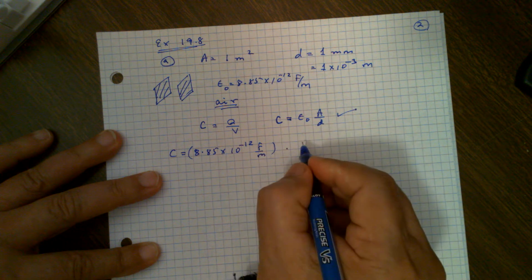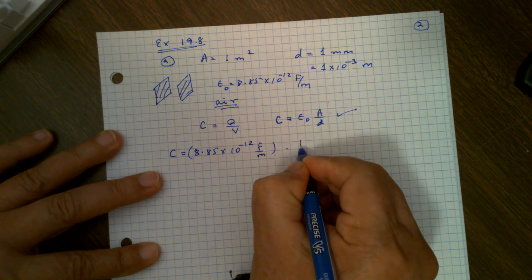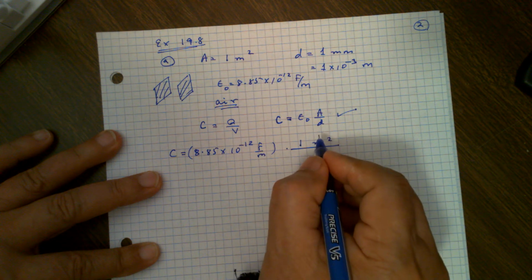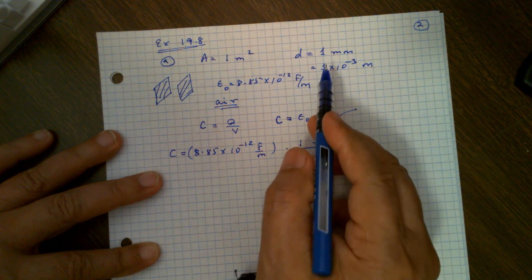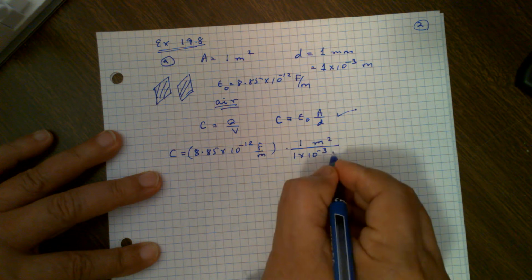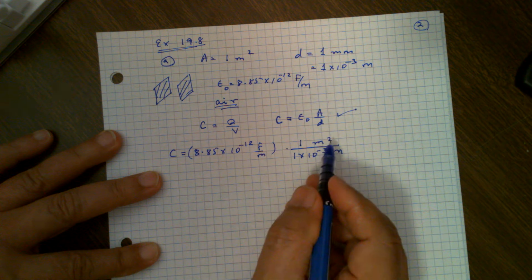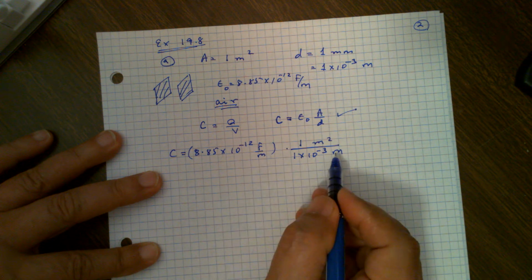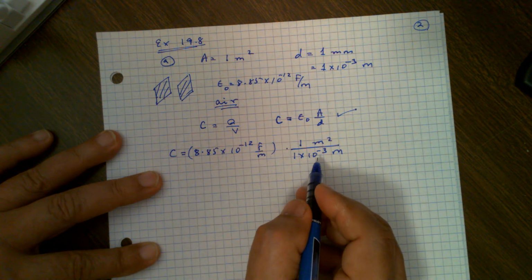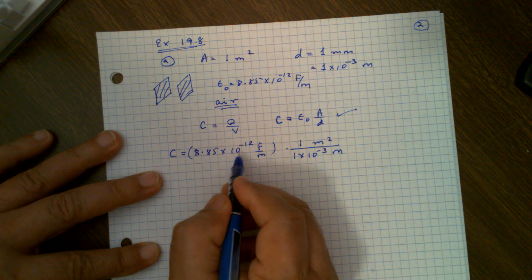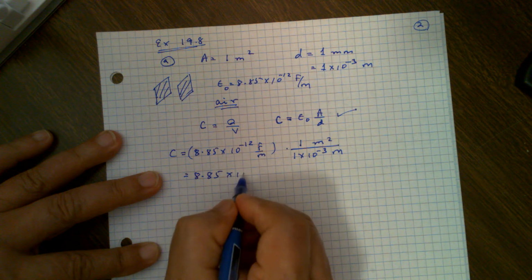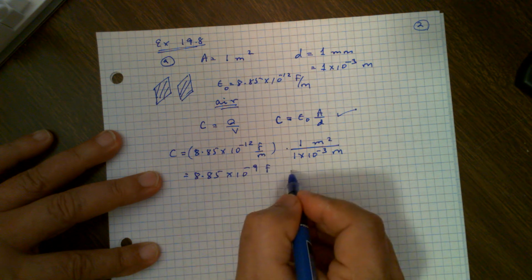And then I have A. A is 1 meter squared. So I just put 1 meter squared divided by d, which is equal to 1 millimeter, so 1 times 10 to the power negative 3 meters. If you look at that, meter squared on top and meter times meter at the bottom, so they cancel out. So the answer will be in farad, and with 10 to the power negative 3 and 10 to the power negative 12, the answer is 8.85 times 10 to the power minus 9 farad.